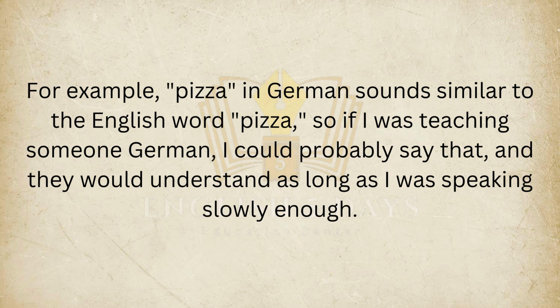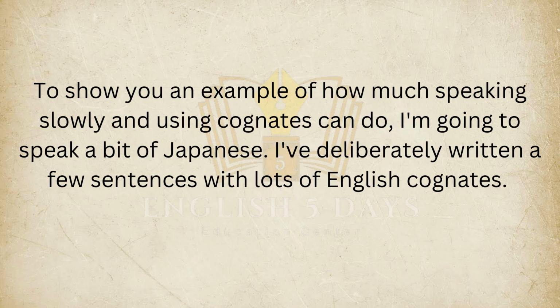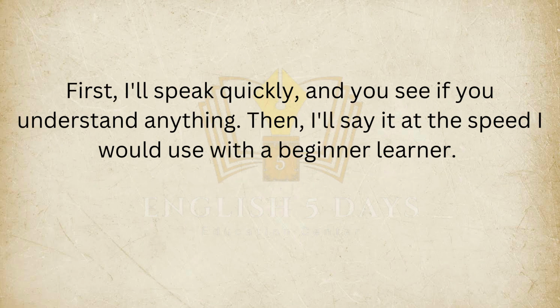was speaking slowly enough. To show you an example of how much speaking slowly and using cognates can do, I'm going to speak a bit of Japanese. I've deliberately written a few sentences with lots of English cognates. First, I'll speak quickly and you see if you understand anything. Then, I'll say it at the speed I would use with a beginner learner.